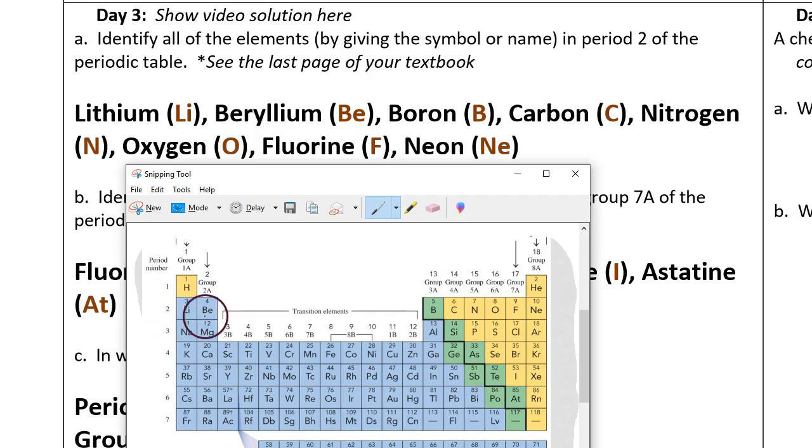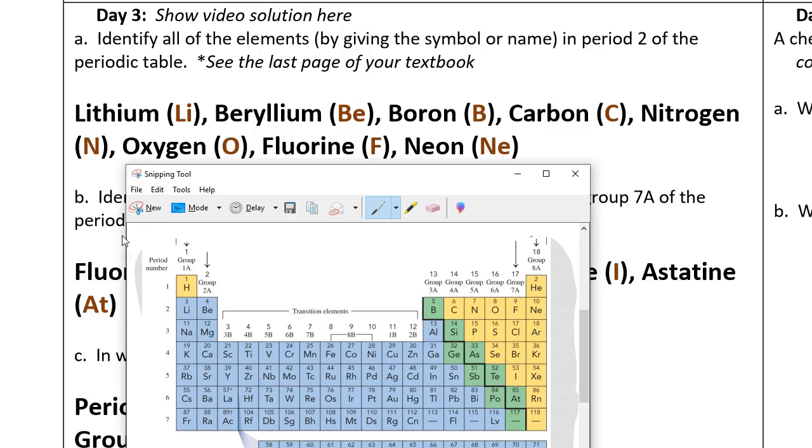The elements are lithium, beryllium, and then skip this big open space, and then boron, carbon, nitrogen, oxygen, fluorine, and neon. Regardless of if you listed the names or the symbols in the top box, please put both pieces of information in the bottom box.